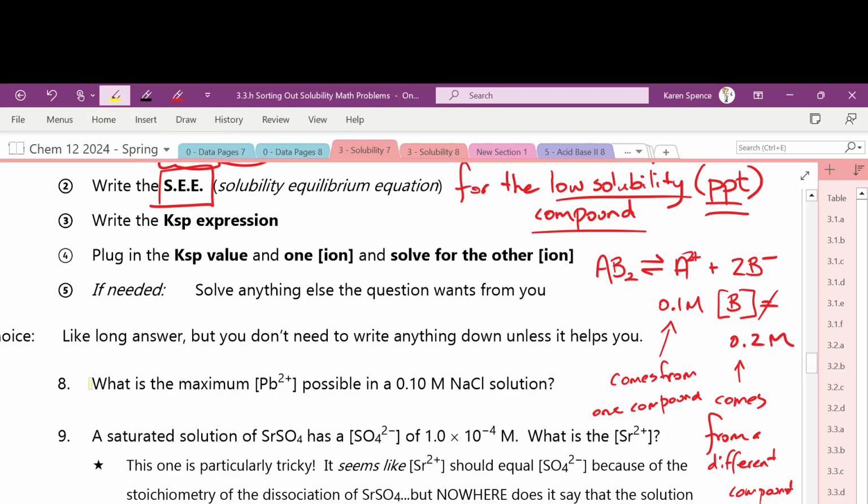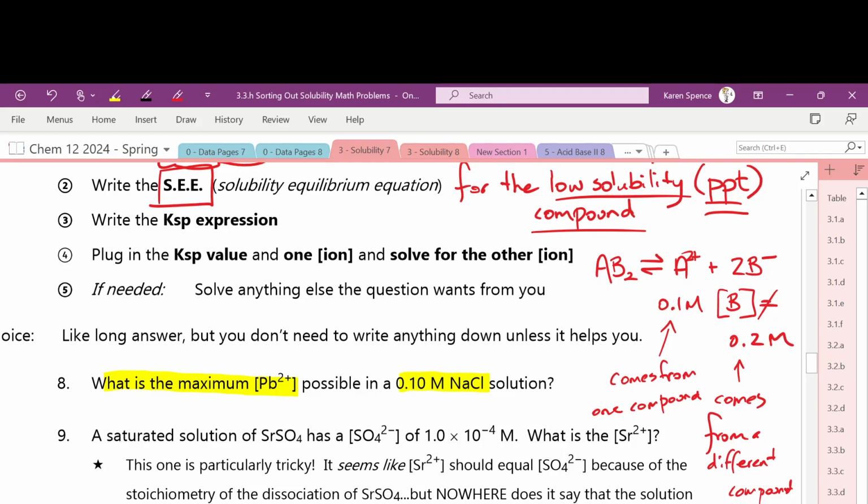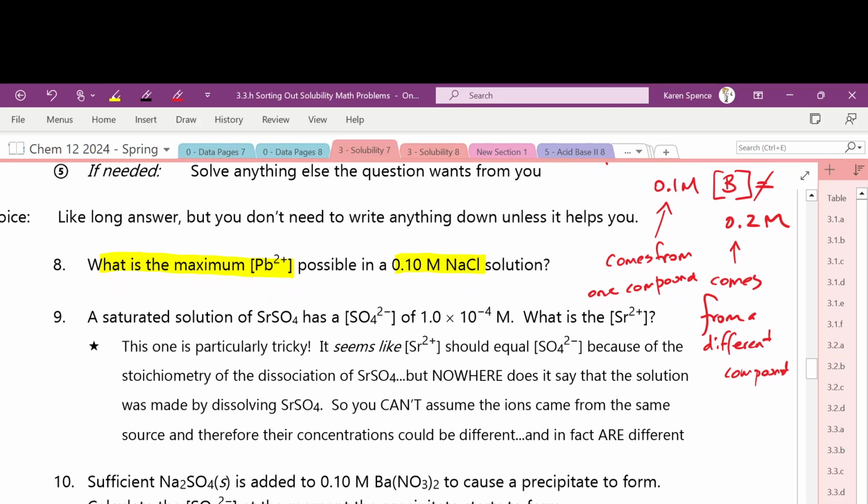So we are told, what is the maximum concentration of lead, that's pretty obvious, possible in a 0.1 molar sodium chloride solution. So we have sodium chloride, that's compound A, and then the second compound is lead something, we don't know what it's with, but it doesn't matter. We know that lead is then going to get together with chloride. This one is really tricky, so you might miss it.